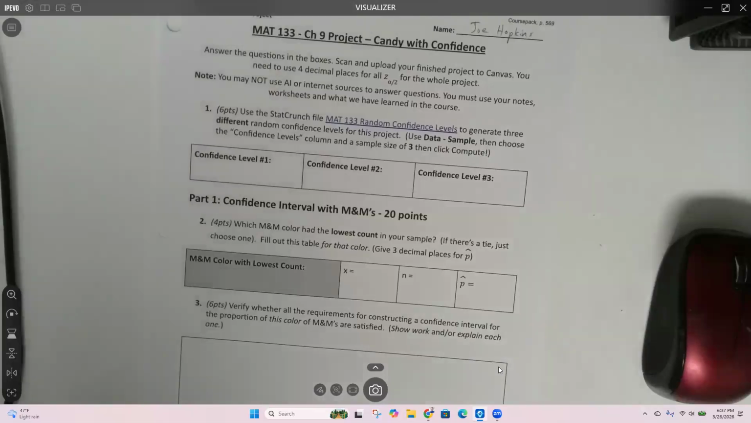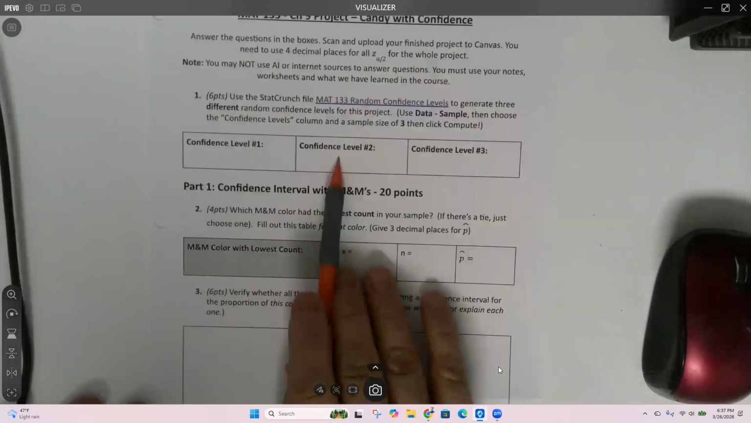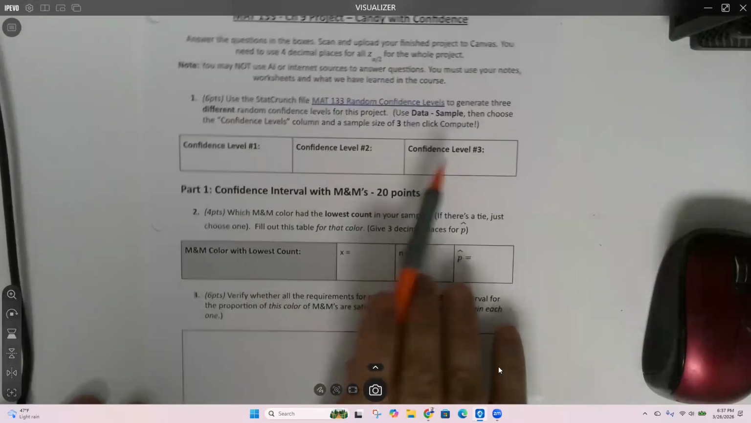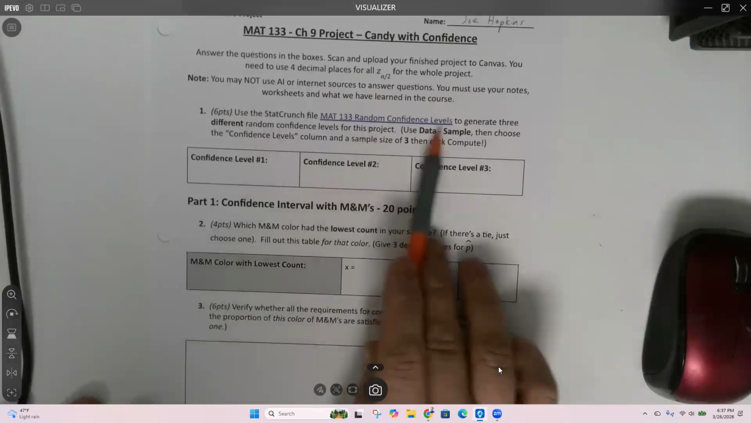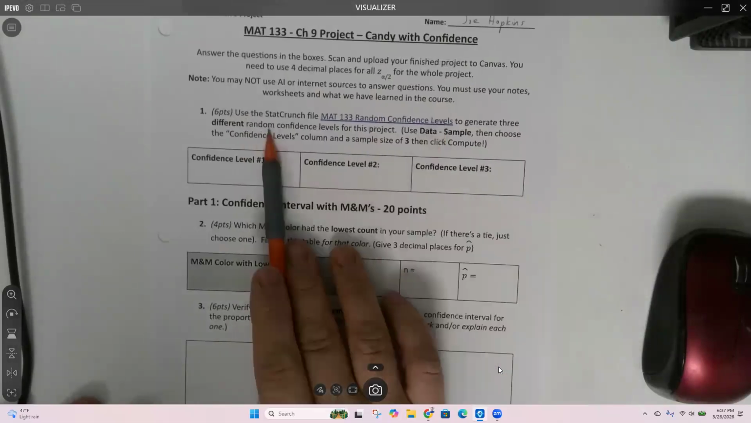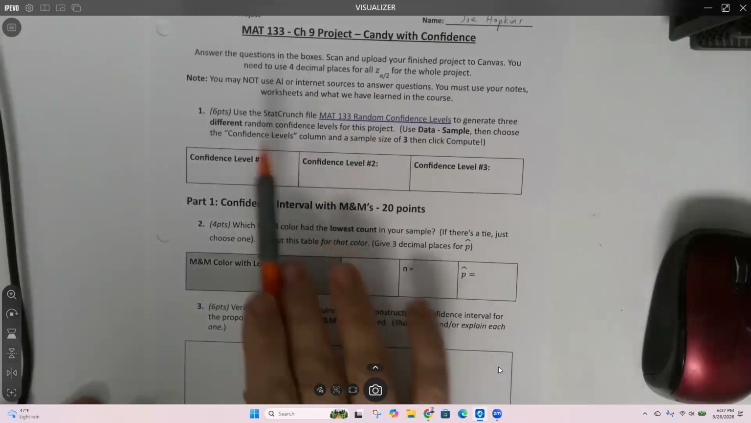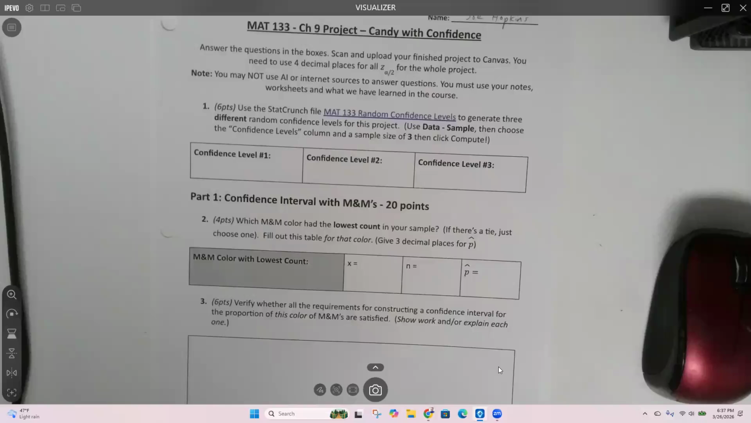So we're going to select 3 confidence levels, and it says to use the StatCrunch file that I dropped in the chat to generate 3 different random confidence levels for this project. Now, that is not what you normally do. You don't just say, pick a random number. Normally, when you are building a confidence interval, it's important to have a conversation with your boss or your CEO or whoever it is you're building this data for, and ask how confident do we need to be in these numbers? And if their answer is, well, we need to be 100% confident, well, that means they don't understand statistics.